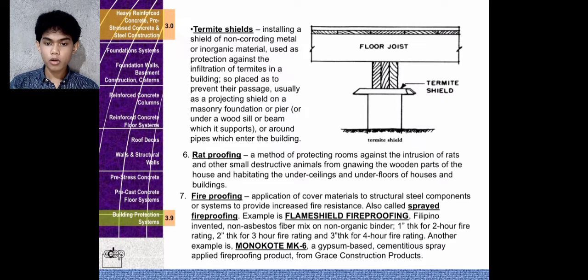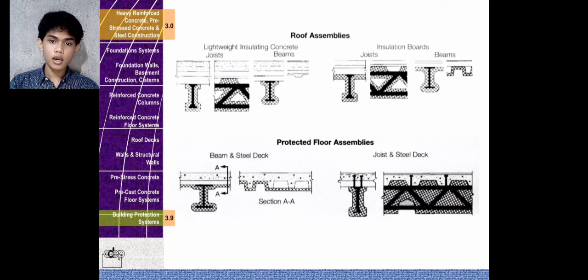Another example is the Monokote MK-6, a gypsum-based cementitious spray applied fireproofing product from Grace Construction Products. You really need to fireproof your structure, especially if you're going to be using either wood or steel, just to prevent the spread of fire.